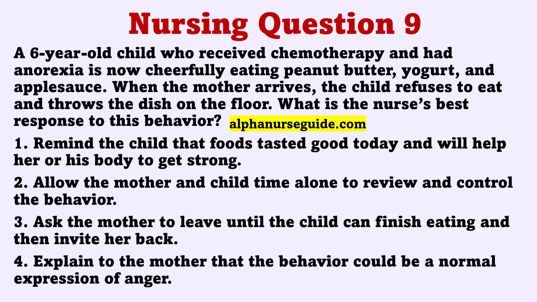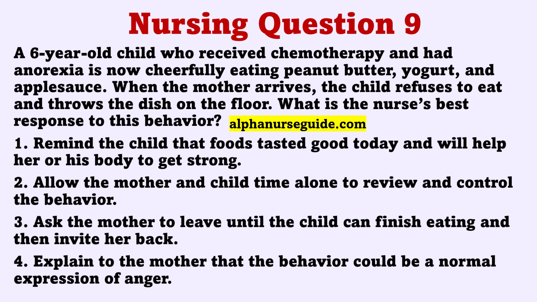A 6-year-old child who received chemotherapy and had anorexia is now cheerfully eating peanut butter, yogurt, and applesauce. When the mother arrives, the child refuses to eat and throws the dish on the floor. What is the nurse's best response to this behavior? 1. Remind the child that foods tasted good today and will help her or his body to get strong. 2. Allow the mother and child time alone to review and control the behavior. 3. Ask the mother to leave until the child can finish eating and then invite her back. 4. Explain to the mother that the behavior could be a normal expression of anger.